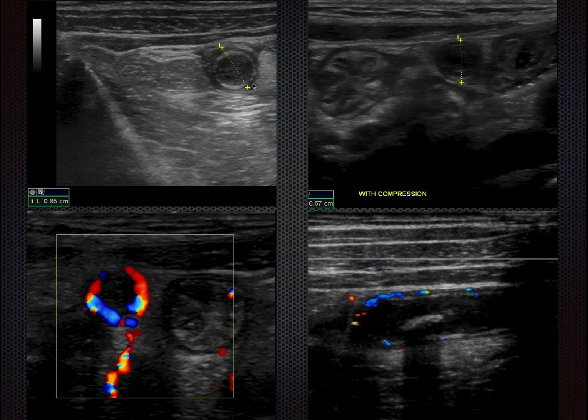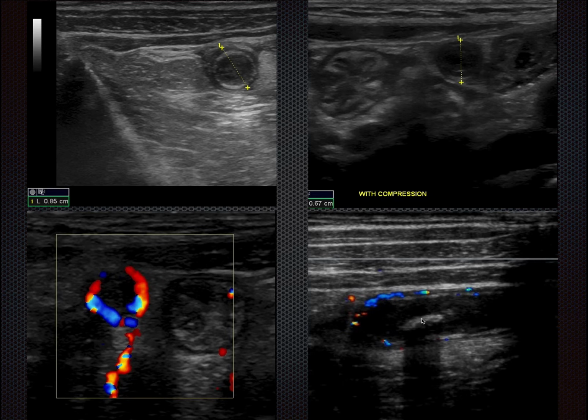Very nice looking one here. This measures 8.5 millimeters. Here's that terminal ileum adjacent to it. Here's our appendix, 6.7 millimeters, positive here. Here is that terminal ileum again. It looks like a little cloverleaf thing. And adjacent to that, we see this hyperemic appendicitis. You can even see the blood flow, the stalk of the blood flow going to it.